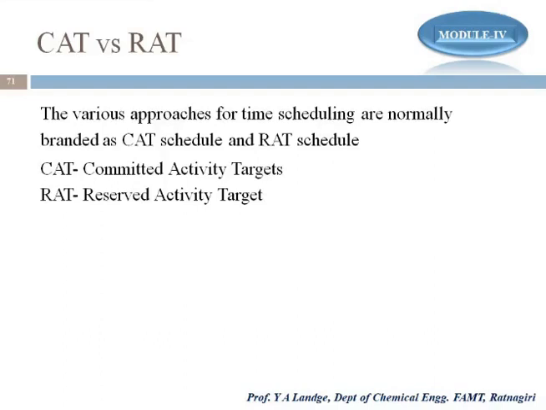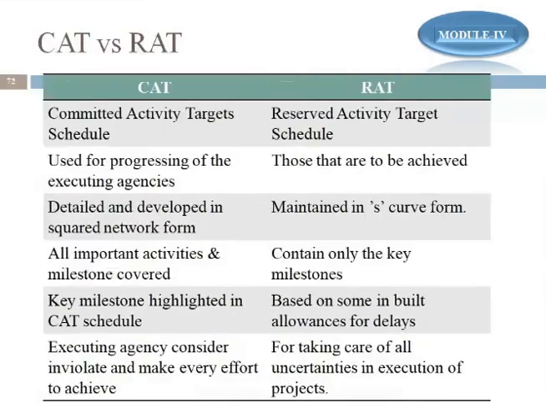If it is not completed, then you need to speed up that activity so that it is completed within time. Otherwise it will impact your project. So we say that the cat is the committed activity, and the rat is the reserve activity target. Let's see the difference between the cat and rat. The cat is called the committed activity target, while the rat is the reserve activity target schedule, used for progressing the executive agency.